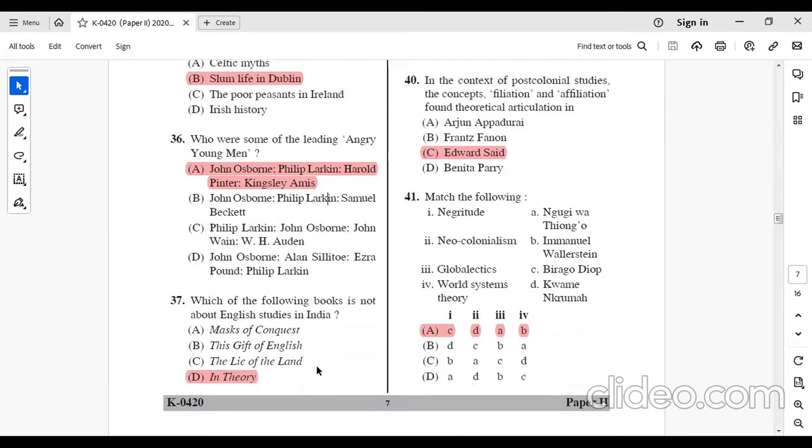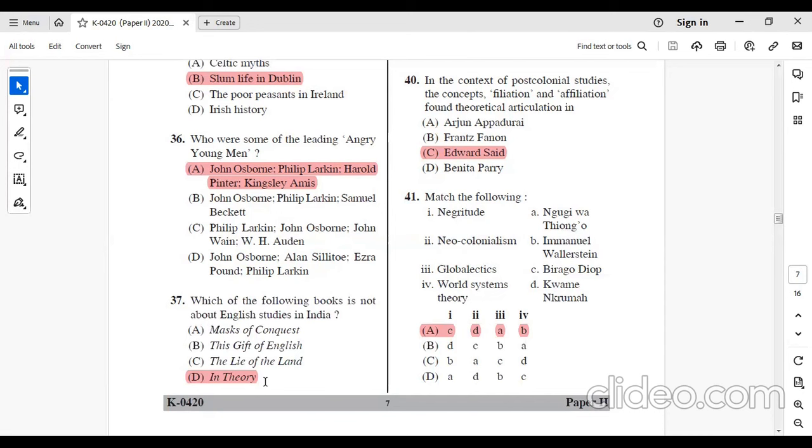Question number 37. Which of the following books is not about English studies in India? The book titled In Theory. In Theory is not about English studies in India. So Masks of Conquest, This Gift of English, The Lie of the Land, they all talk about English studies in India.